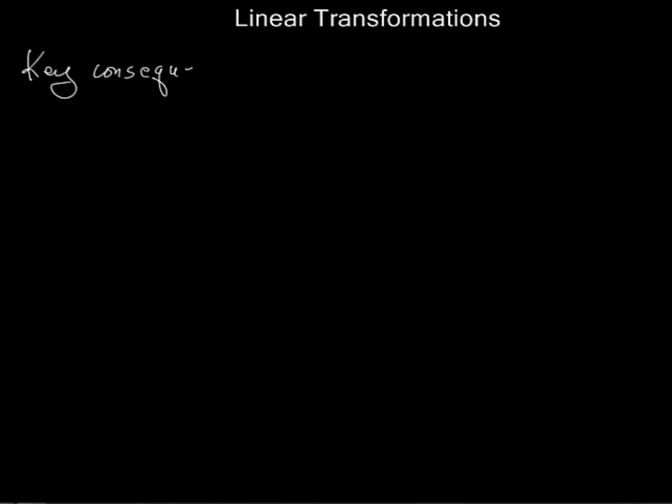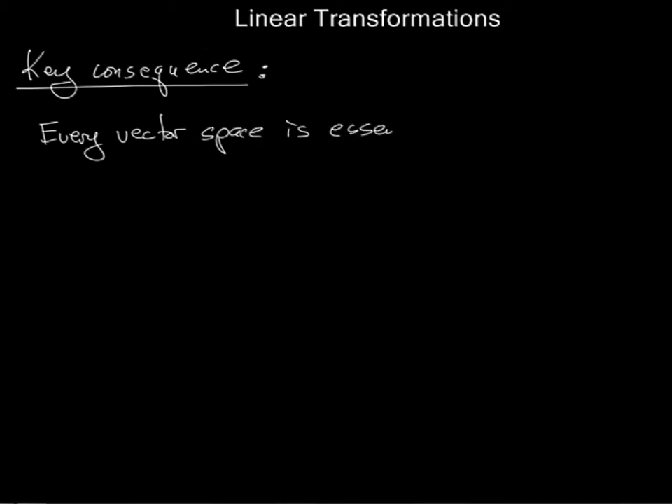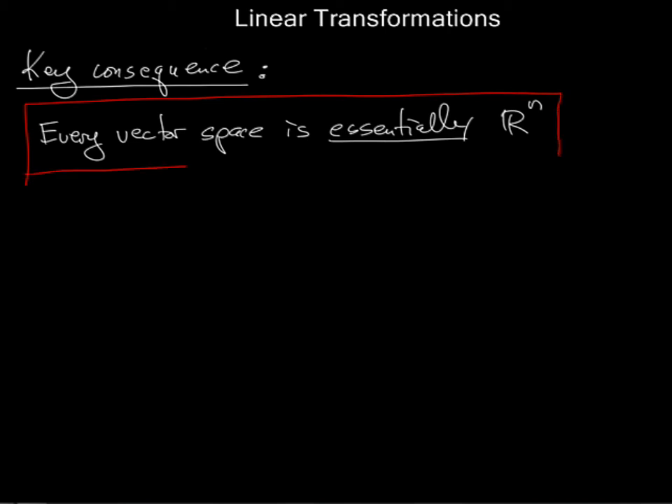Okay, so there's an important consequence of all of this, and in some sense this is one of the main reasons I'm talking about all of this, and it's the following. Every vector space is essentially Rn. And this is an important concept. I'm going to emphasize it here. What do I mean by that, essentially Rn? Well, the point is that the concept of a linear transformation makes this clear and precise.